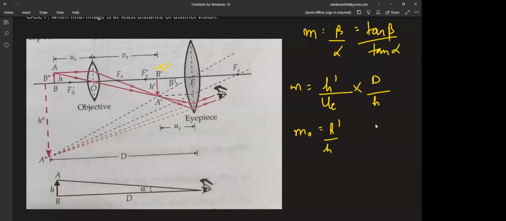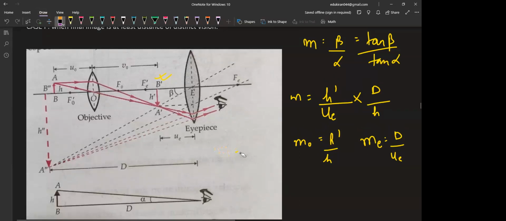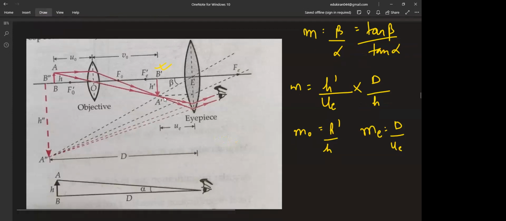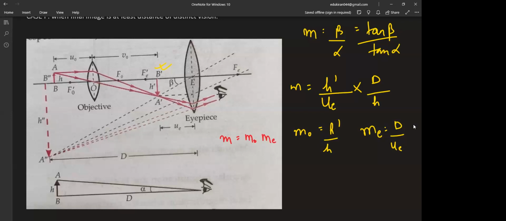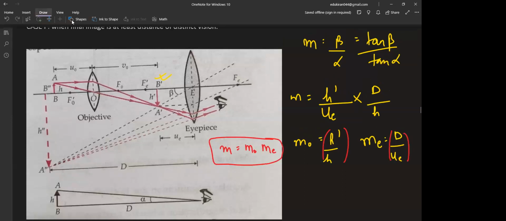So what you can do, remember one thing. Magnification of objective lens is this. Magnification of eyepiece is d by ue. So you can always write magnification as m naught into me, that is magnification of objective lens, this one, into magnification of eyepiece. You can always multiply and you can always use this relation.